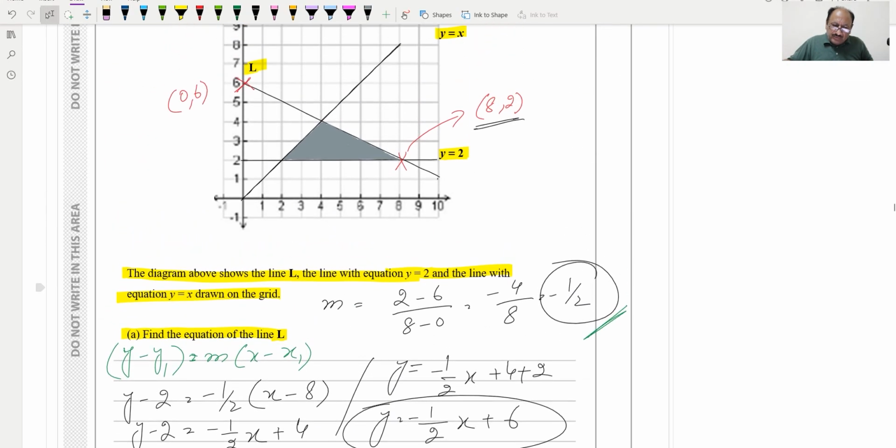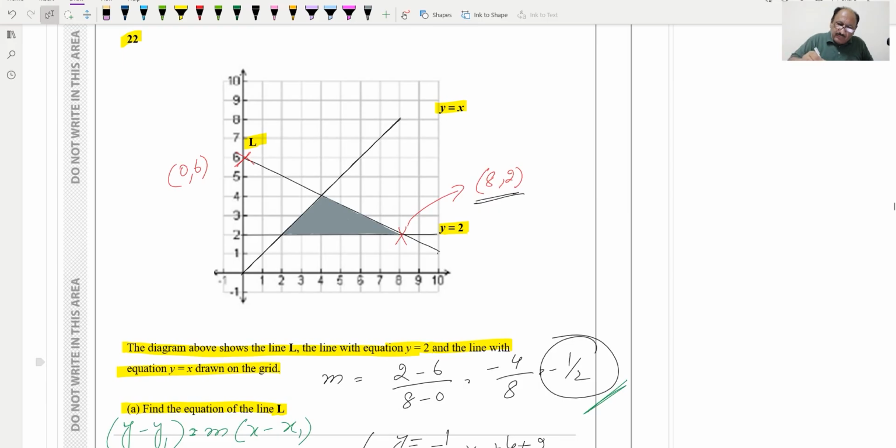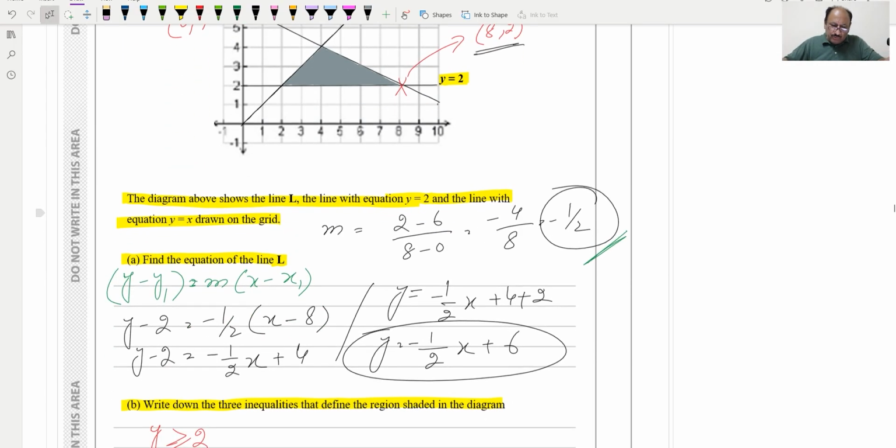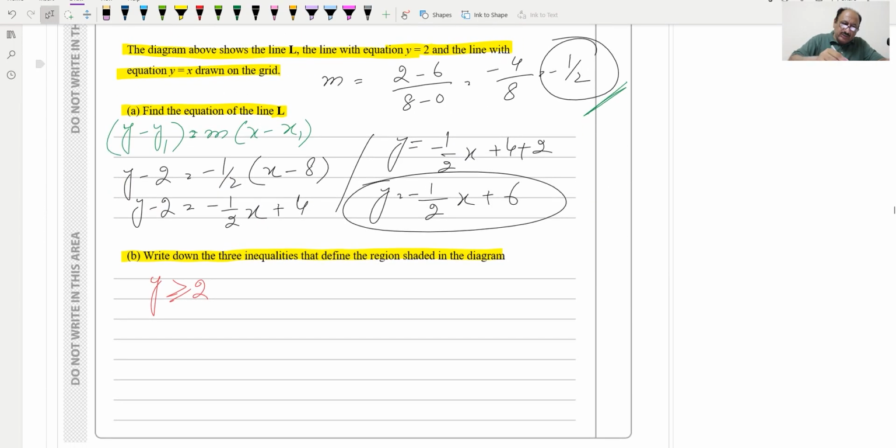And the second is, for example, for this line it is the less-than region, so we can write y is less than or equal to x. This will be our second.